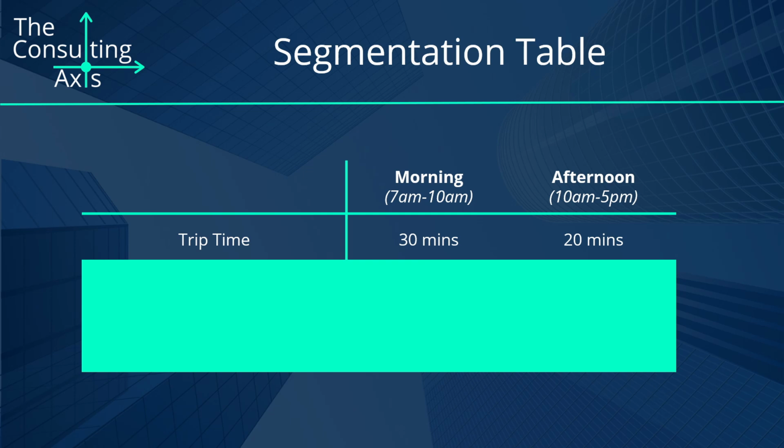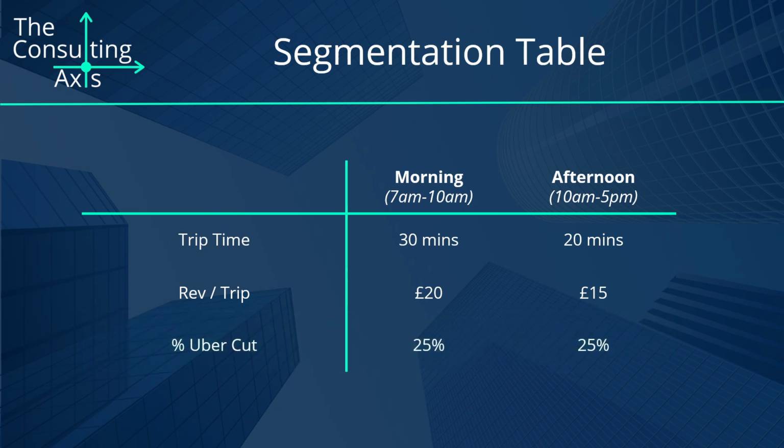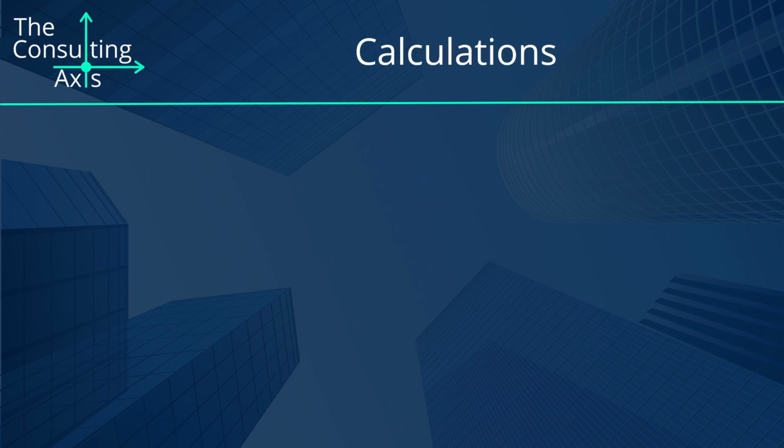Now secondly, the revenue per trip will also be different in the morning and afternoon because Uber uses dynamic pricing. So when the demand is high, i.e. in rush hour in the morning, prices will be higher. So I'm assuming this to be £20 and £15 respectively. And lastly, Uber take a cut of the money, that's how Uber make money, which I'm going to assume is 25%, and this remains constant throughout the day. Now this gives us enough information to work out the revenue per day of this Uber driver, so we can get on to the calculations.